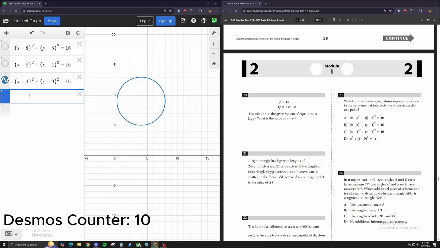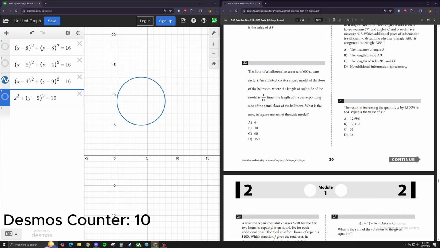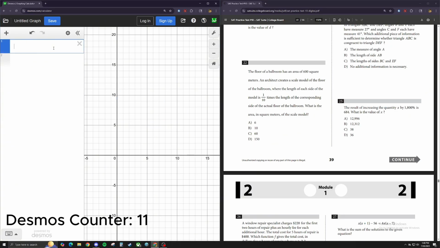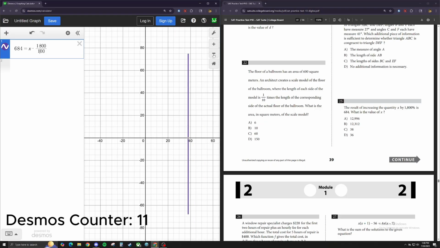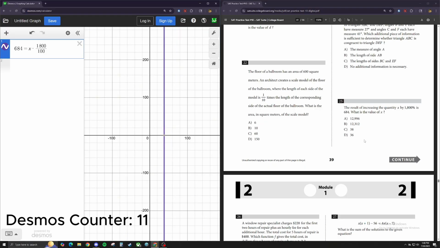But if you want to, just rule out the second one, you could do that. Just type it in quickly. And that one touches it twice, so that's right. Your answer is definitely C. So questions like these, you could use Desmos because it is a calculator, but you kind of need to know how to set it up. So saying that 684 is equal to x times 1800 percent over, and then you have to divide by 100 to get rid of your percentage, and then you can see, okay, x is 38.